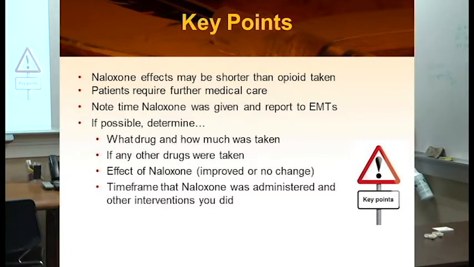If you can remember what time you gave the NarCan, give it to the EMS. Like, give it 5 minutes ago. Obviously, your response time is relatively short, but sometimes it may not be.